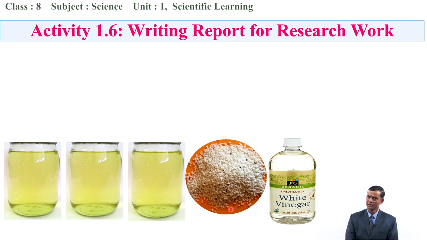Now, here is one activity. Dear students, please check your textbook. There is activity 1.6. What is it about? Writing report for research work. How to write a report on research work. Before doing the writing skills, after performing research work, we have to discuss the activity. What activity should we perform?